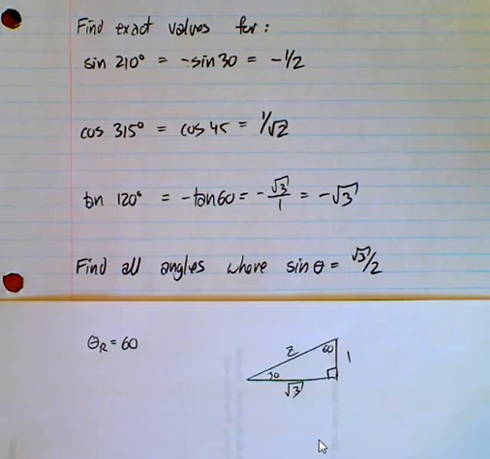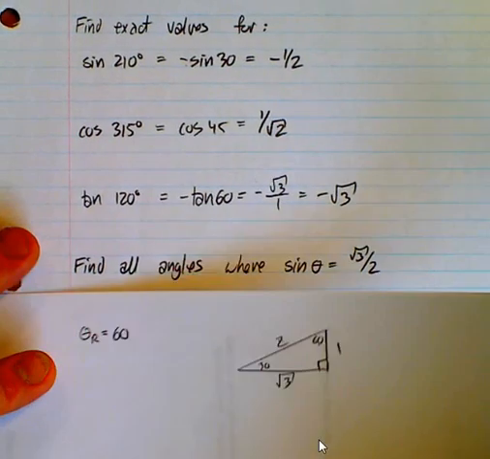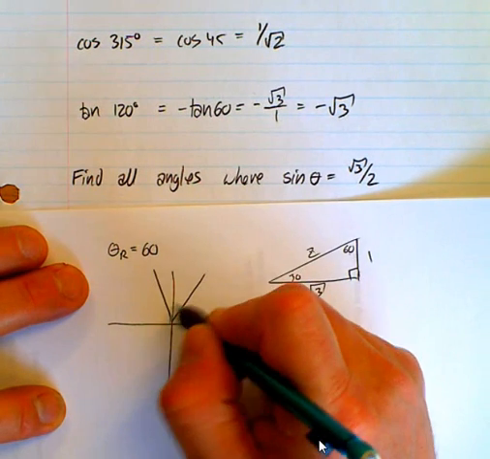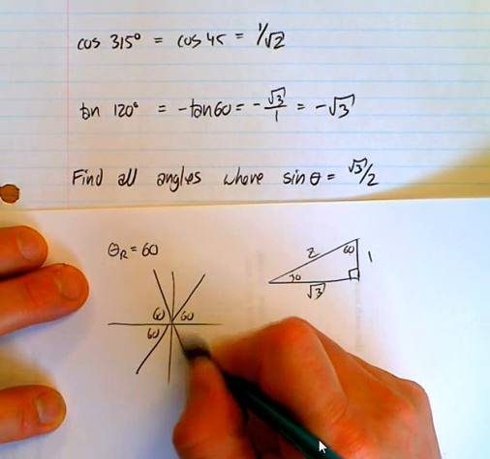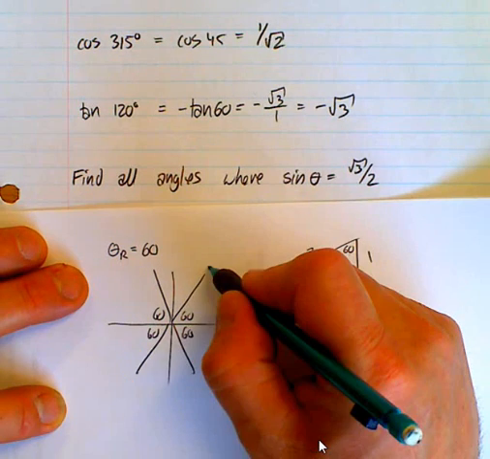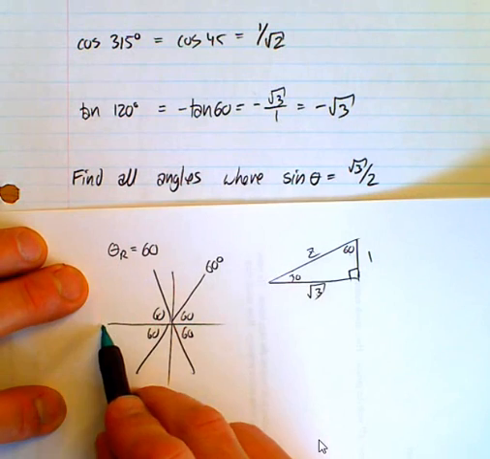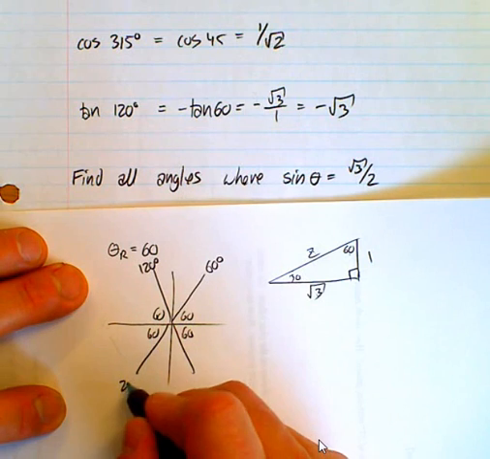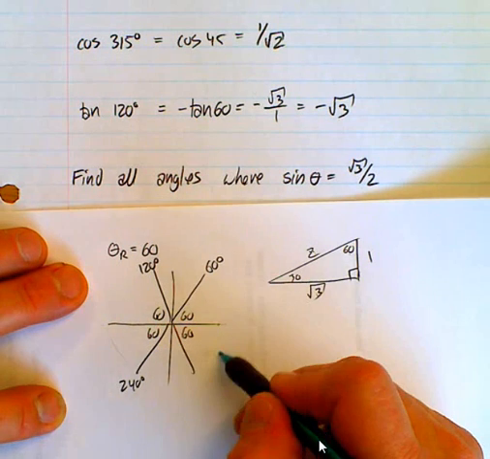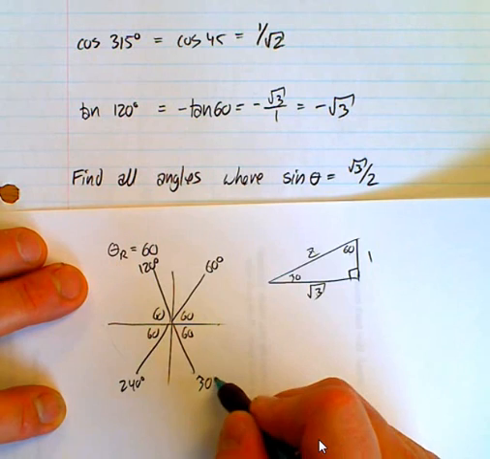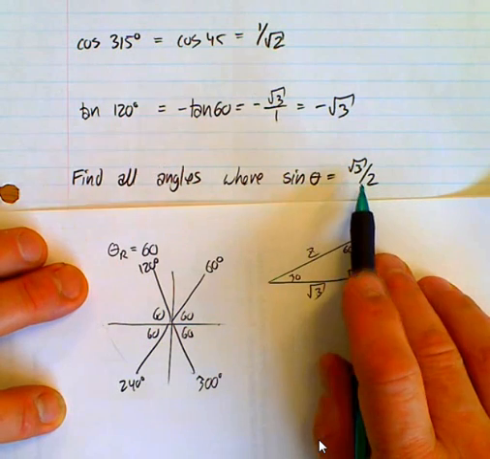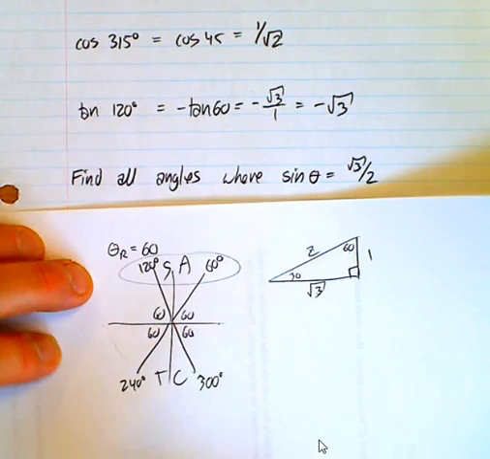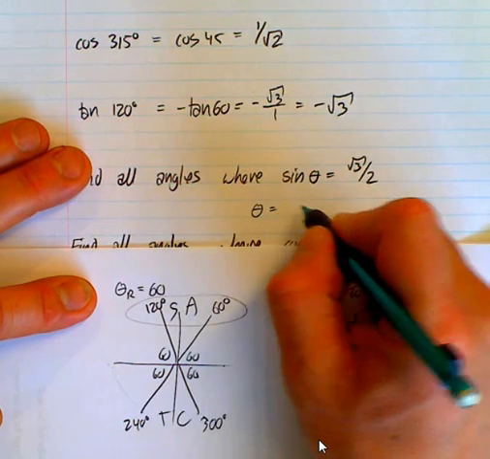Okay, so if our reference angle is 60 degrees, well then that's 60, that's 60, that's 60, that's 60. So this first one here is 60 degrees. 180 minus 60 is 120 degrees. 180 plus 60 is 240 degrees. 360 minus 60 is 300 degrees. Now this is a positive root 3 over 2. All sine, tan, cos. So what we're looking at are these two up here. So in this case, theta is equal to 60 degrees and 120 degrees.